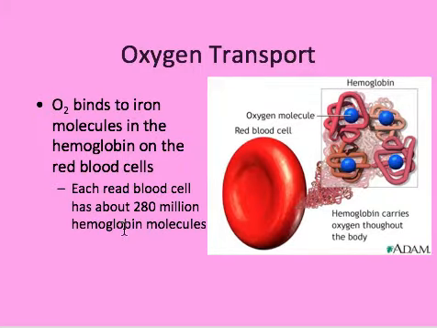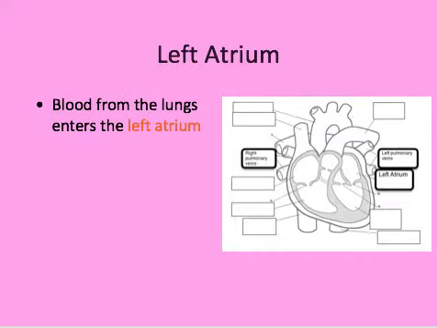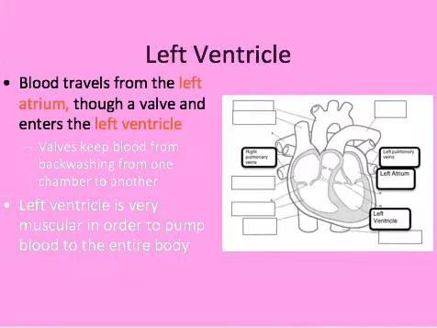Another fun fact is that each red blood cell has about 280 million hemoglobin molecules. That's kind of all that they have. So now that you have oxygen on your red blood cells, they are going to go back through the pulmonary veins. Actually, the venules, pulmonary venules, and then pulmonary veins. Venules just means little veins. Then it goes to the left atrium. From the left atrium, it goes through the mitral valve to the left ventricle, or the left atrioventricular valve, or the bicuspid valve.